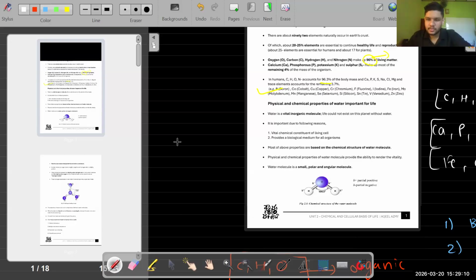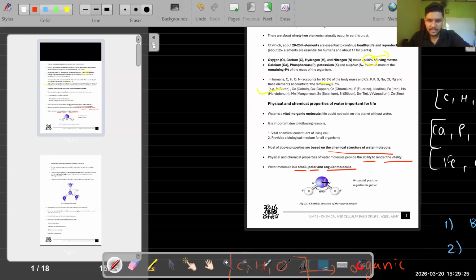Most of the above properties are based on the chemical structure. This is the chemical structure of water molecule. Physical and chemical properties of water molecule provide the ability to render the vitality. Due to these properties, water acts as an important molecule. Water molecule is a small polar angular molecule.